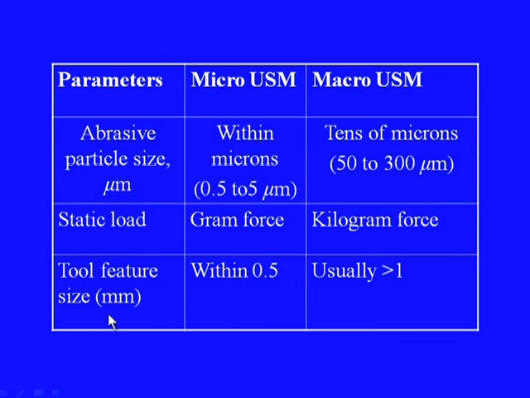Then as far as the static load is concerned, in case of micro USM it is in the gram force, whereas in the macro USM it is in the range of kilogram force. As far as the tool features are concerned, tool features are nothing but that defines the size of the tool. Let us talk about the diameter in terms of millimeter of the tool. So, it will be within 0.5 millimeter in case of micro USM, and usually it is greater than 1 millimeter in case of macro USM.